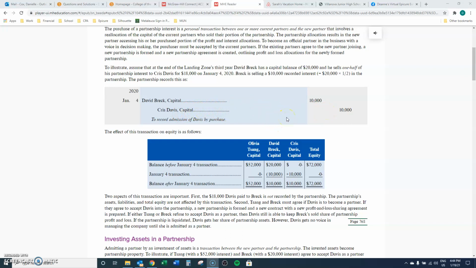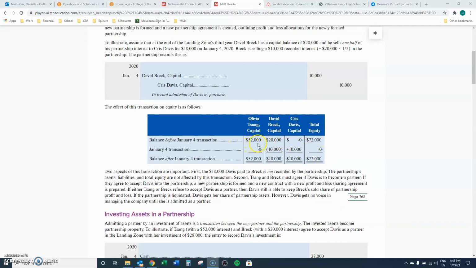You notice that Chris paid $18,000, but that was paid directly to David. That has no impact on the business. The only impact on the business itself is the capital account. However much he paid for that is paid personally to David, and it doesn't affect the business at all.